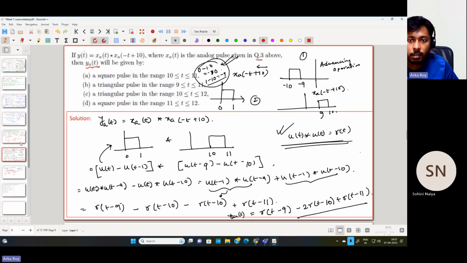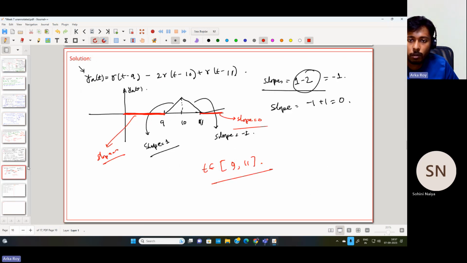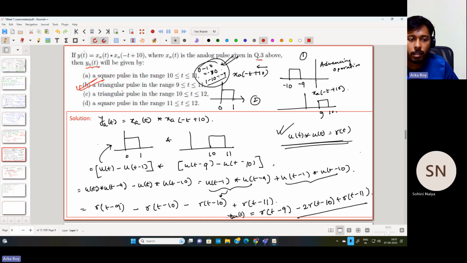So let's just check. Over here, the signal has a triangular pulse. So this is a triangular signal, and the time range is in between 9 to 11.